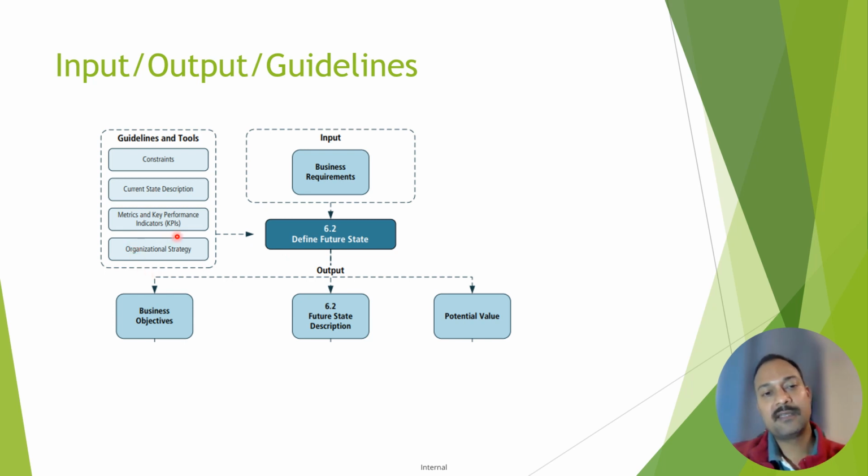The metrics and key performance indicators, as we discussed, are directly related to the potential value, which is the final output of our future state as well. And then organizational strategy: wherever you make changes, whatever you are doing should be aligned with the organization strategy. So these are the guidelines. The input is the business requirement, and the output is the business objective, the future state description, and the potential value.